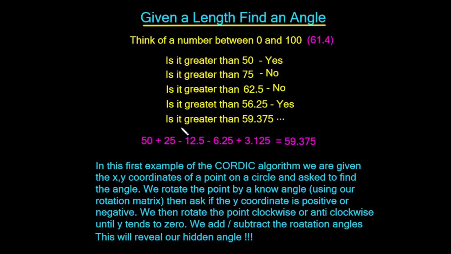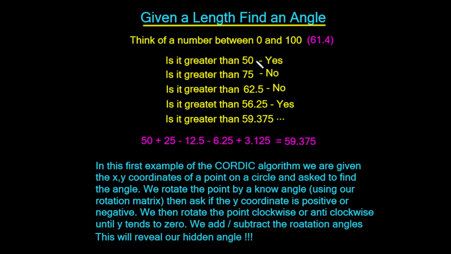Now, the Quartic algorithm is based on the simple child's game of guess a number. So let's say, for example, I said to you, pick a number between 0 and 100, and I had to try and guess that number. Now let's say the number you thought of was 61.4. Then I can ask the question, is the number you're thinking of greater than 50? And the answer to that is going to be yes. So I can put 50 down here because I know it's at least greater than 50.